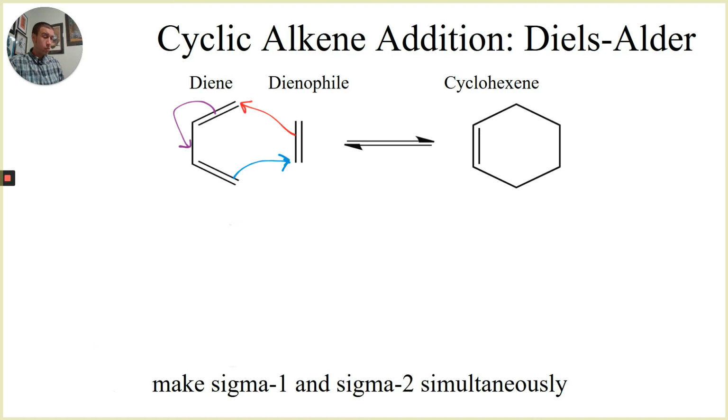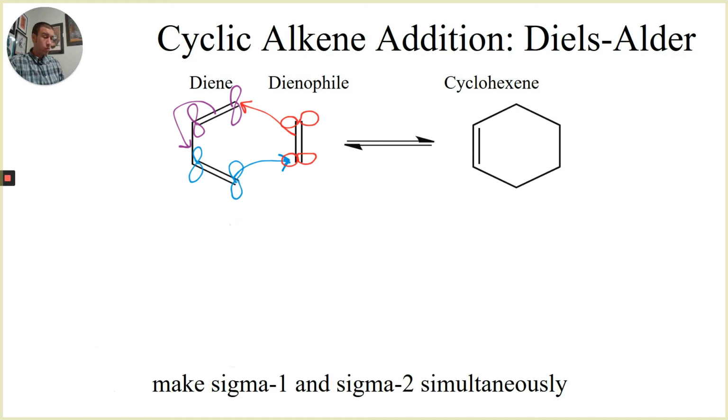Okay? So when you try and draw things, both in mechanisms and in structures, you want to be as accurate as possible to the real three-dimensional world. Okay? Because it does have implications for your end goals and conclusions. So for this to occur, we're taking the p orbitals of our dienophile, and we are reacting those p orbitals with the p orbitals of our diene. Okay? For that to happen, the orbitals must overlap, right?